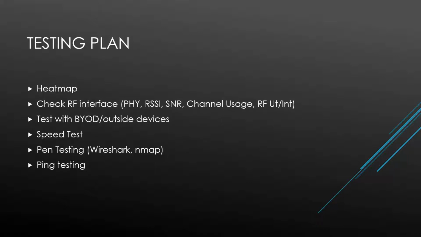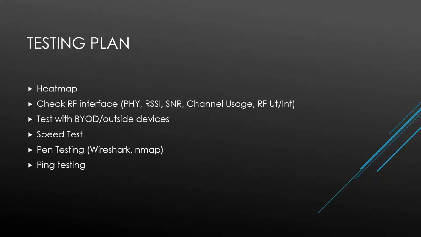The testing plan that we have for our network is before and after setup, you're going to want to run a heat map. This is a great tool to use if you have a lot of access points. You want to make sure that there are no dead spots, and that's exactly what a heat map is going to do for you. It's going to let you know where those dead spots are so that you can plan the access point locations accordingly.